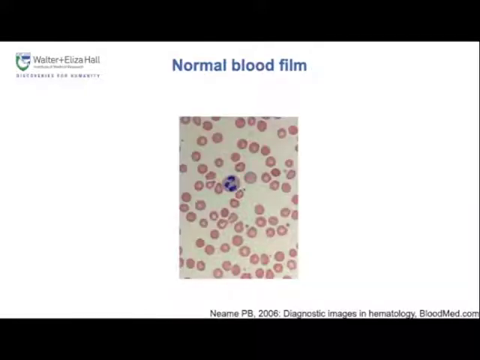So I'll just show you a few blood films that you'll be able to have a look at. And so this is a normal blood film, and what you can see here, there's a neutrophil in the middle. I don't know whether this works. Can you see the cursor?